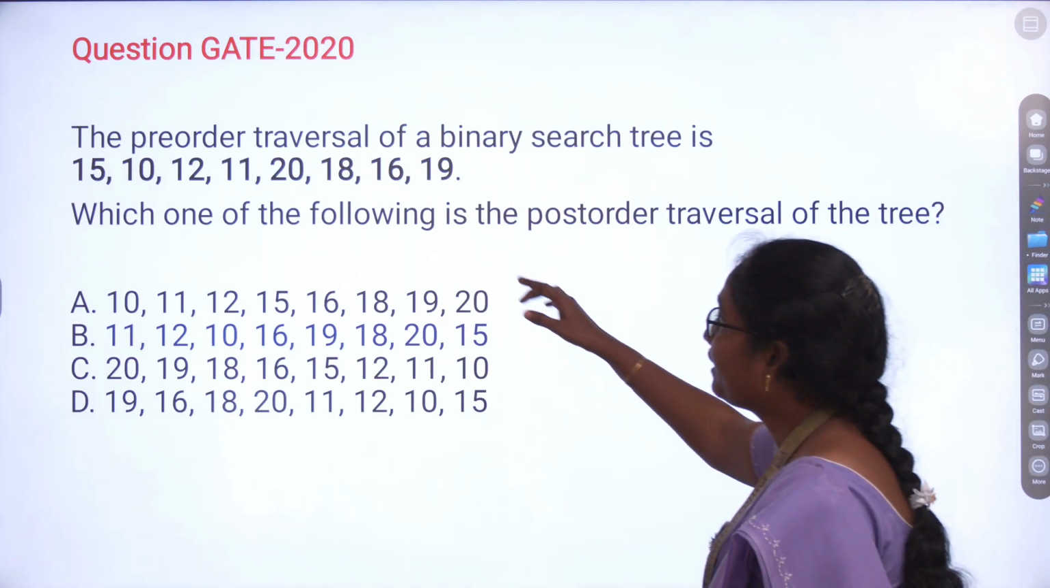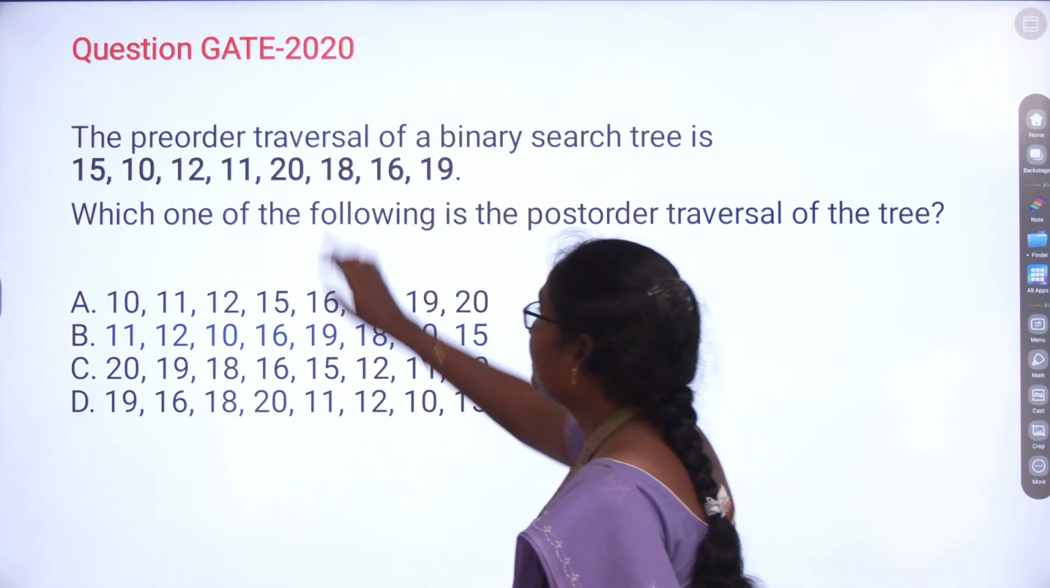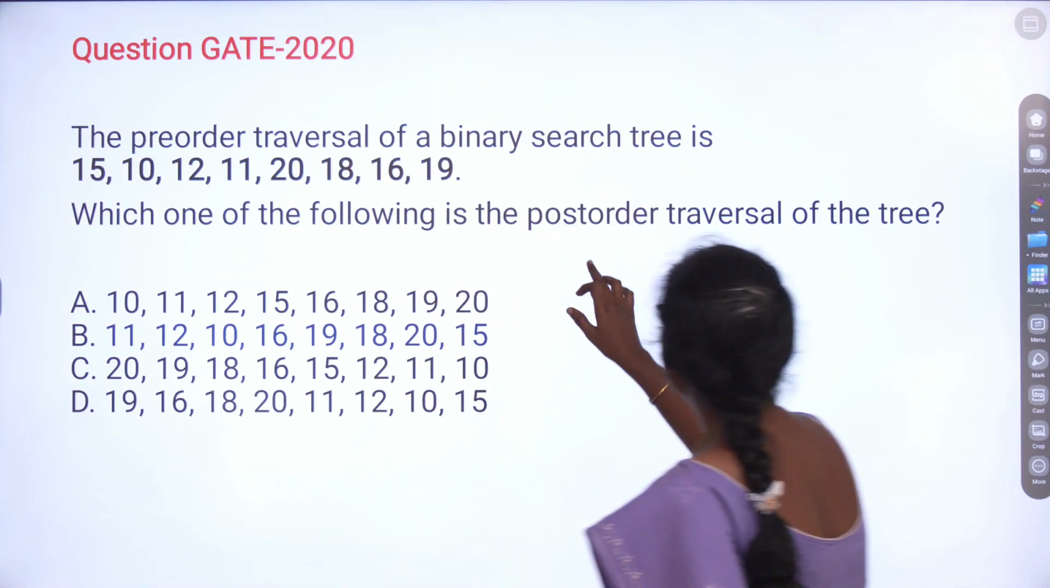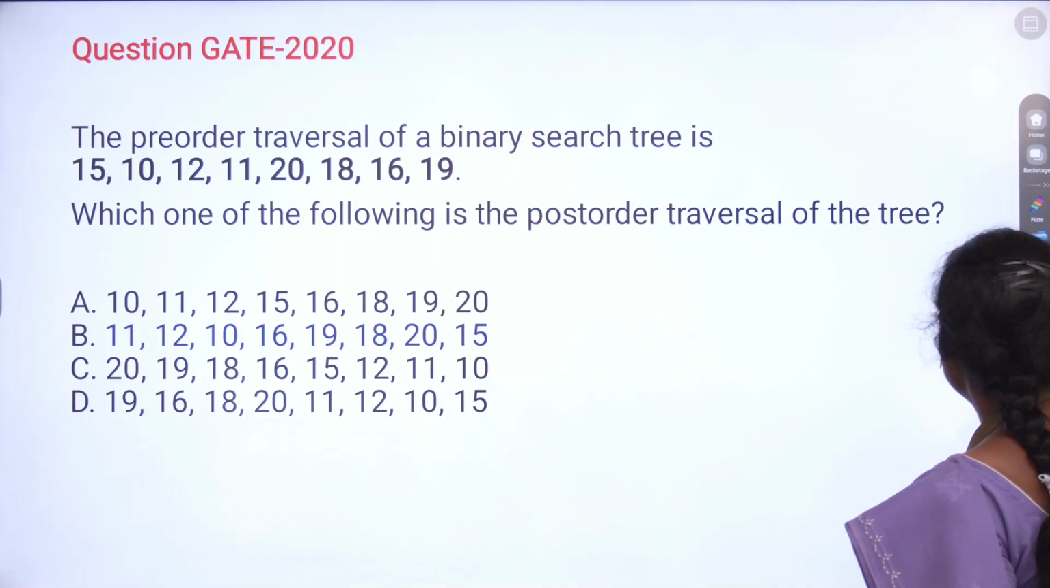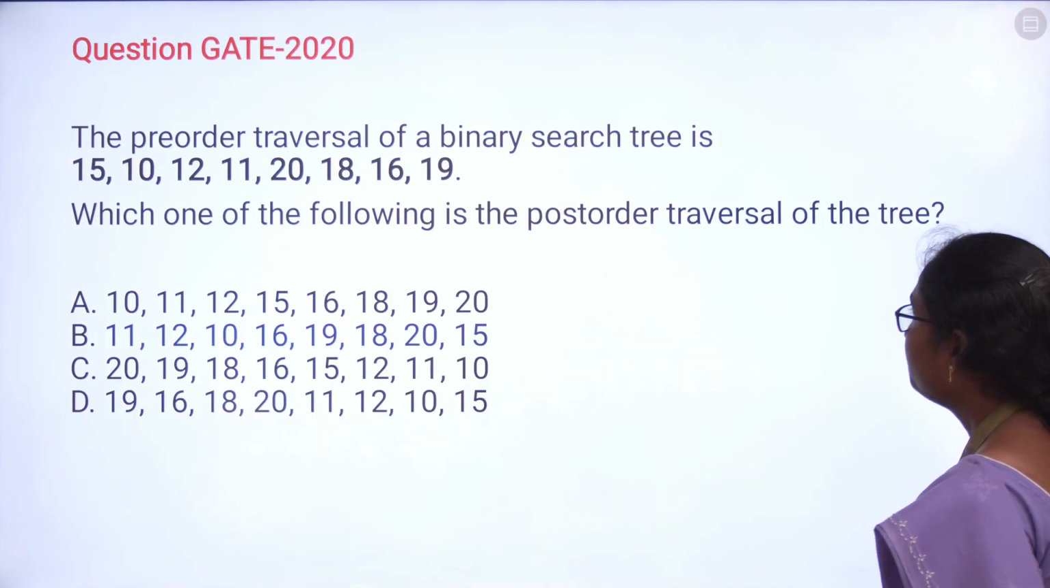So here they have given the pre-order traversal. From this you need to calculate the post-order traversal. First you need to construct the tree.